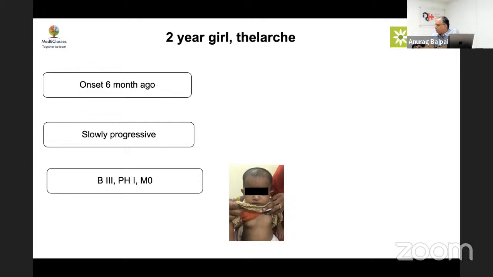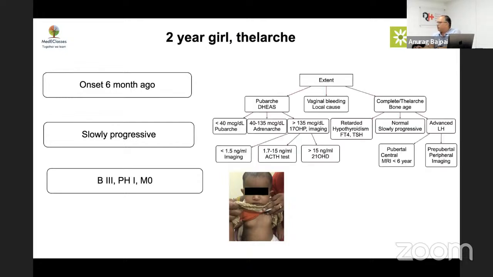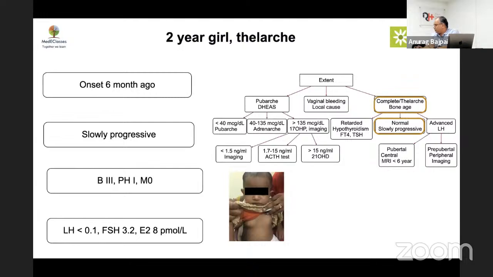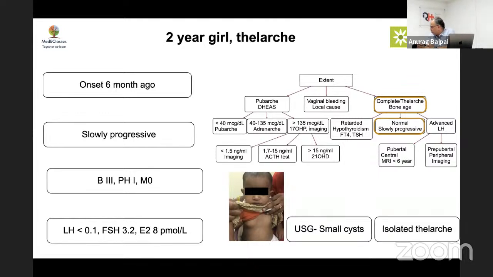Yes, so this age of onset looks more likely to be isolated thelarche, and in this regard, LH is undetectable, FSH is 3.2. So what do you think? Your diagnosis is correct then? Yes, so we need to follow them up, and ultrasound shows a very, very small cyst, which is a microcystic appearance, which Vibha said is common in this scenario.